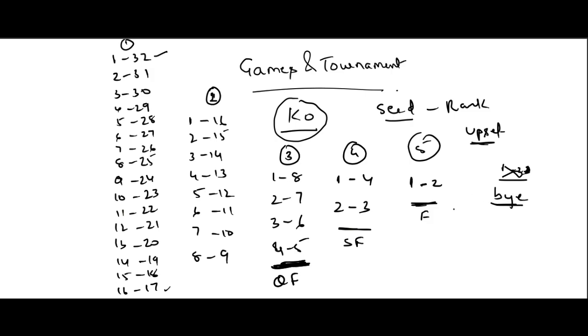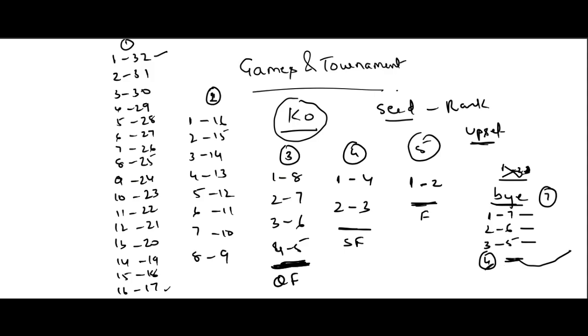Now, bye is a term used when at any round, you have an odd number of teams, let's say at a certain stage you have only 7 teams qualifying. Now you cannot distribute those 7 teams into 3.5 matches. So let's say 1 will play against 7, 2 will play against 6, 3 will play against 5. Now 4 doesn't have an opponent. So here we'll make 3 matches, and because 4 does not have any opponent, he will be given a bye. That means without playing he will be given a chance in the next round.